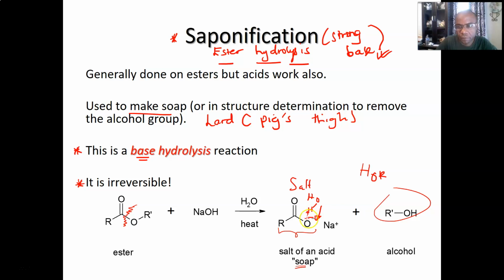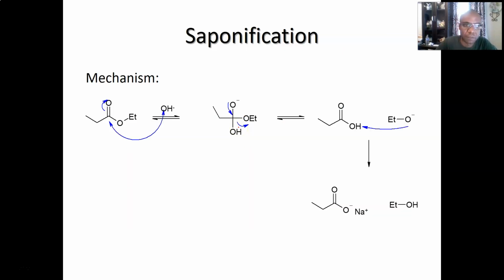hydrogen bonding. Because this is negatively charged, the water molecule is positively charged. These two can bind. Then you get to dissolve your soap in the water when you're doing laundry. Okay, so let's look at the mechanism for saponification.